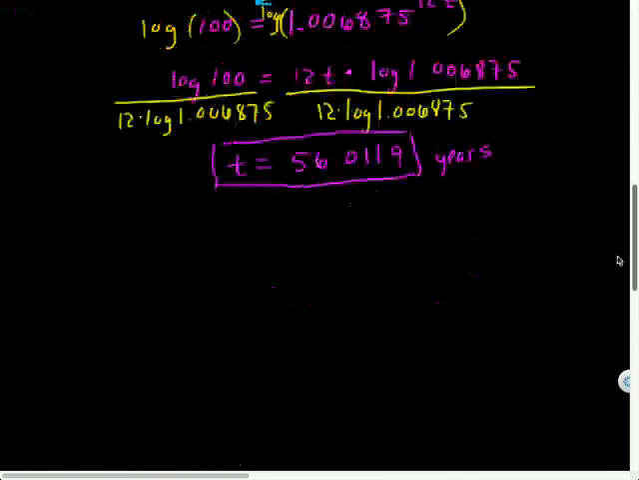So let's take a look at another interesting problem. What if I wanted to solve, this one will be a tricky one, 8 to the 2x minus 5 equals 5 to the x plus 1 power. So, get ready to write a lot of logs.